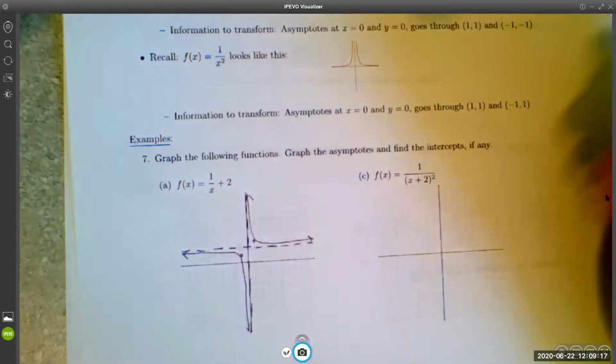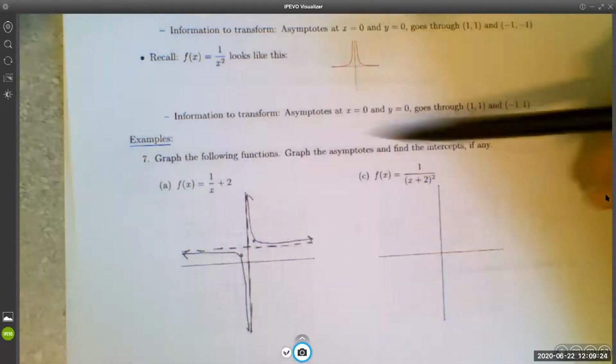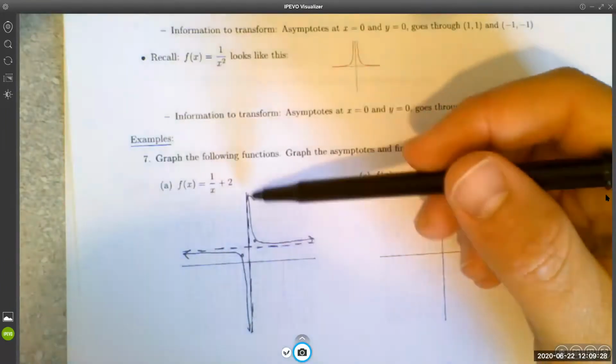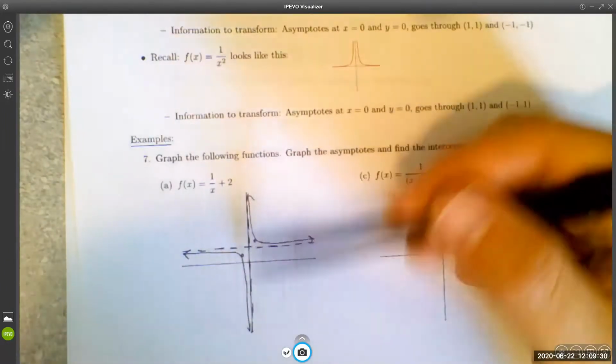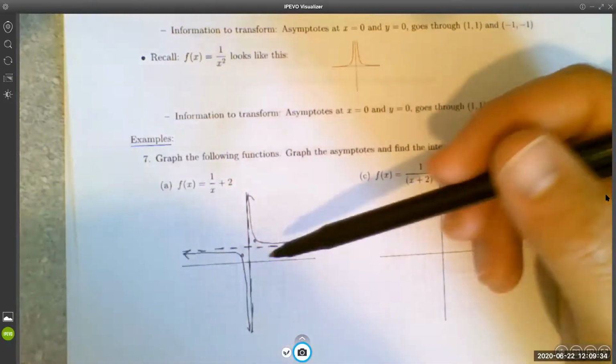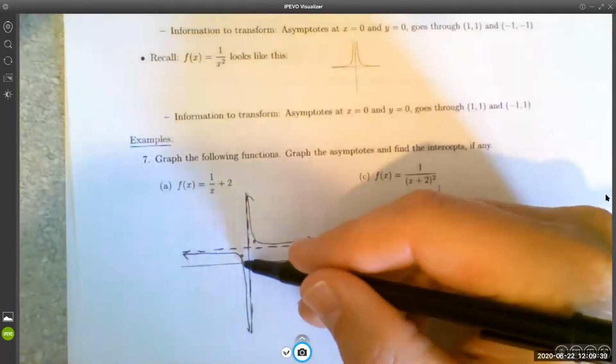Okay, and that's really it for part A, right? We've got the asymptotes on there. We've graphed the function. It said to find the intercepts. Notice that we're not going to have any y-intercepts. There's an asymptote on the y-axis, so we know that these functions are not going to cross the y-axis. However, there is an x-intercept right here somewhere.